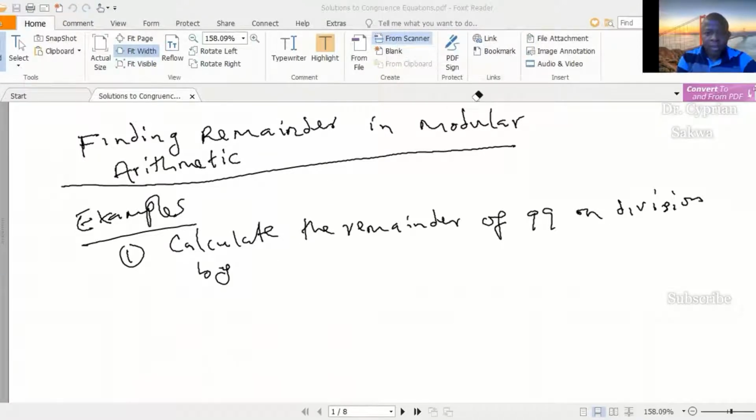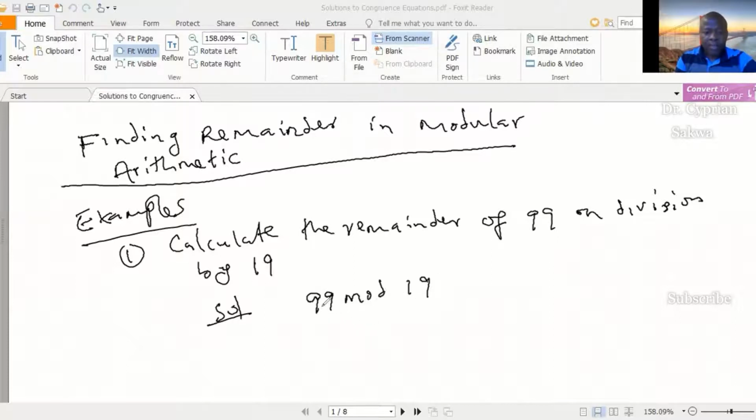What the question is saying is, if 19 was to divide into 99, what would be the remainder? Mathematically, this means: what is 99 mod 19? That is what this means, that this is the remainder. What is the remainder when 99 is divided by 19?